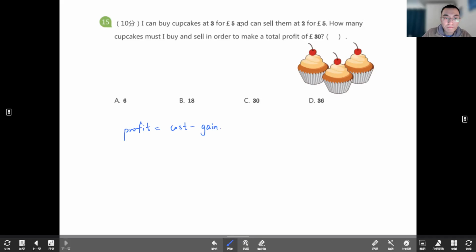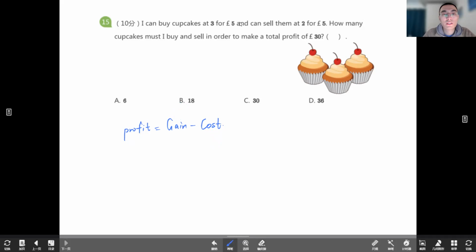Usually it should be the other way around. It's gain minus cost, because usually the gain should be more than the cost. Otherwise, you're losing money, which we don't want. So it should be gain minus cost. For businessmen, we want to maximize our profits, meaning that we either want to have more gain, or we want to decrease the cost, minimize the cost. But that is irrelevant with this question.